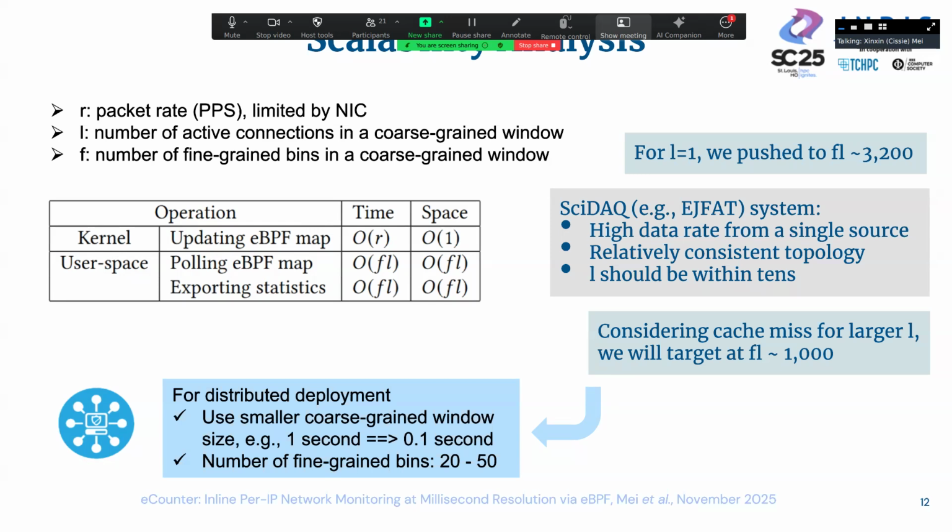Another thing is that if we deploy more distributedly, there will be more cache misses. Now we only have one pair, so it's a hot path. But if I have more, we'll see more cache misses, and the update will be slower. Taking that into account, let's say we target the product of F and L at 1,000, and we still have a lot of room. So I think continuous monitoring is possible here.